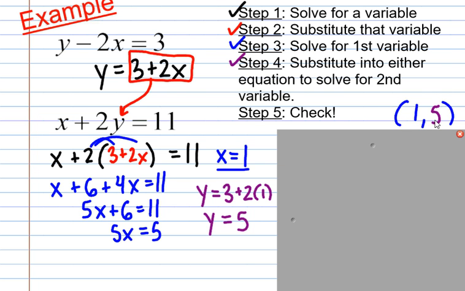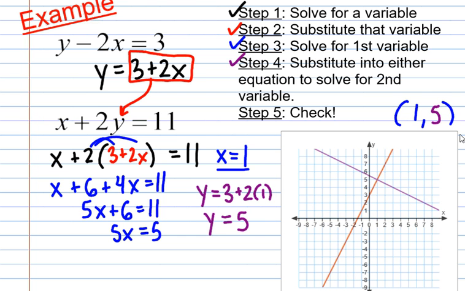And then step 5 would be to check. Plug 1 in for x, 5 in for y, and make sure that it makes both statements true. I can show you the picture of the two lines and verify with you that indeed those two lines cross at 1, 5. So we did it correctly. So there we go. There's all 5 steps.